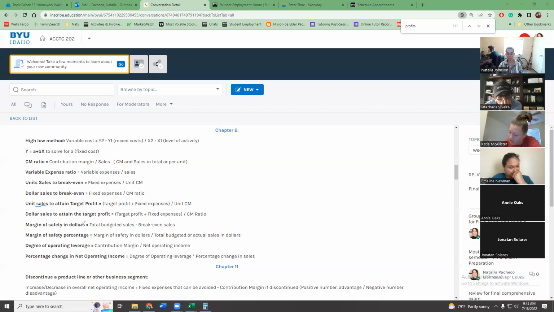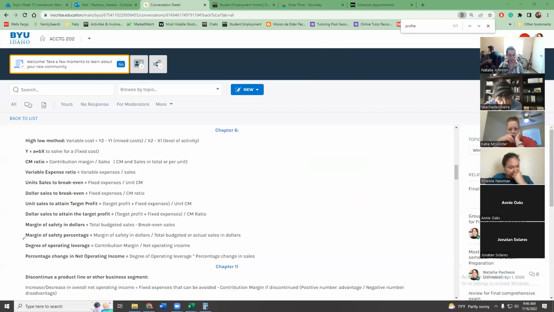The margin of safety, remember, is like if we have profit and cost, and this is the break-even point, the margin of safety is how far you are from the break-even point. So you do the total budgeted sales minus the break-even sales. So this one.